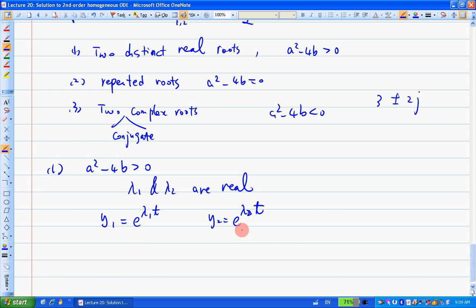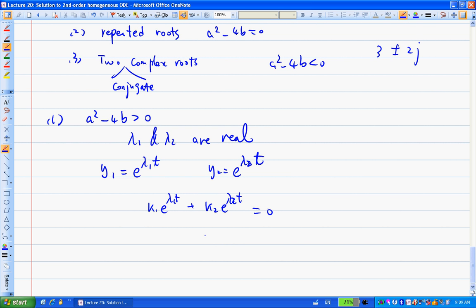And how about the connection between the two? Are they linearly dependent or independent? They're all exponential, so it looks like dependent, but if you multiply this by k1 and this by k2, you won't be able to find k1, k2 other than 0 to make that expression equal to 0. So the only solution is k1 equals k2 equals 0. This means y1 and y2 are linearly independent.